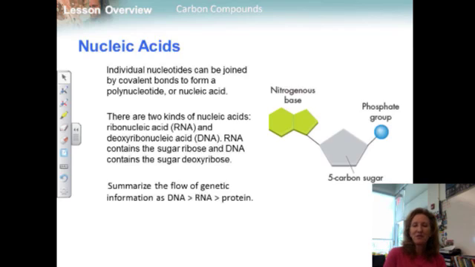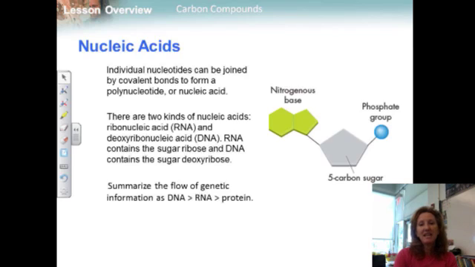There are two kinds of nucleic acids that you may have heard of before: ribonucleic acid, or RNA, and deoxyribonucleic acid, or DNA. RNA contains the sugar ribose, and DNA contains the sugar deoxyribose. Did you know that?